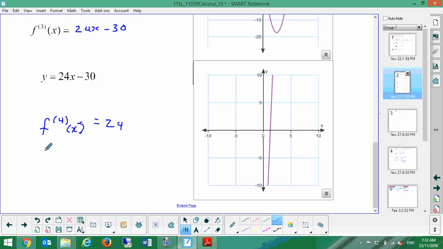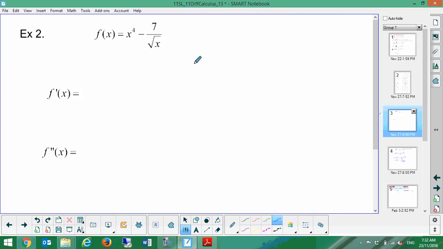And what's our fifth derivative? Correct, if you've guessed that, it's going to be 0. All right, so we can just keep going. So let's do an example here.